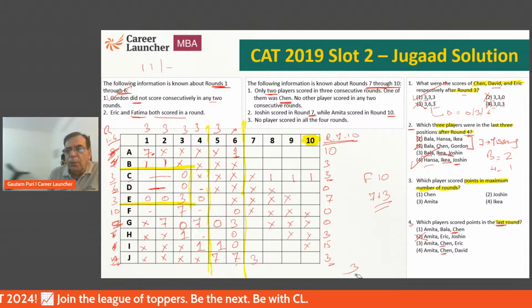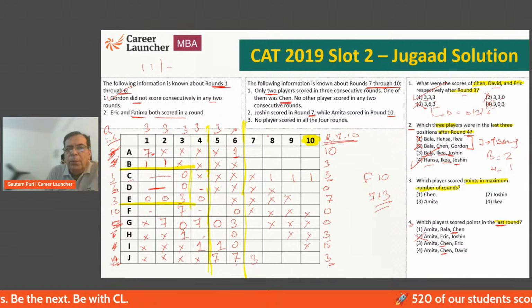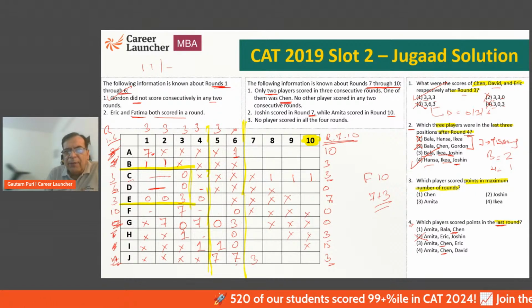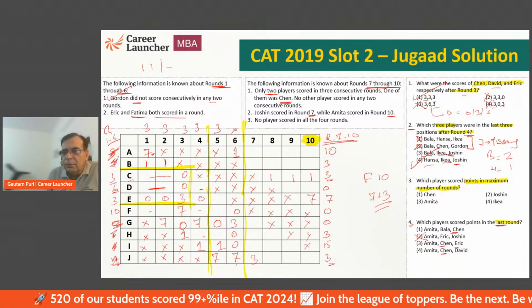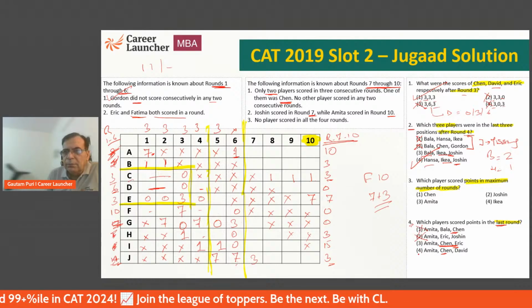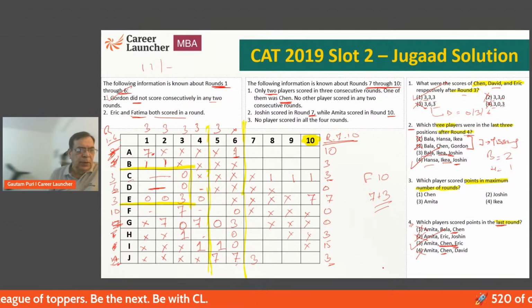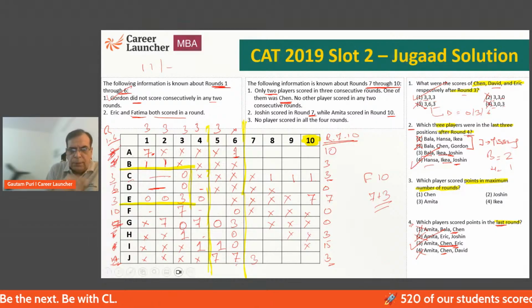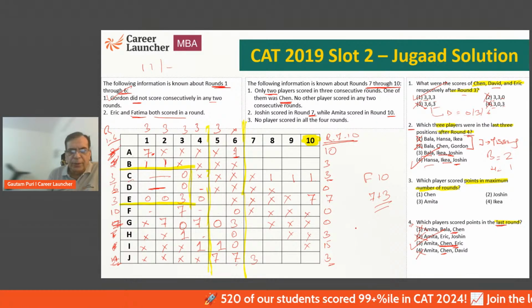Okay. Chalo. But our interest is the last round. Who are the people who have to play? Okay. Now, E, 7 points. E should be a part of my answer. C and E both have to be a part of my answer. Question number 4 done.